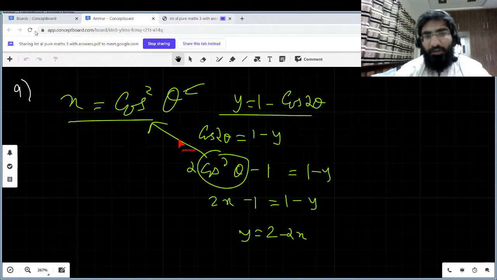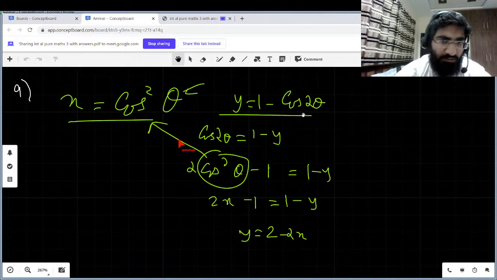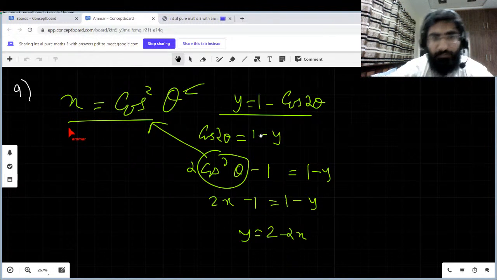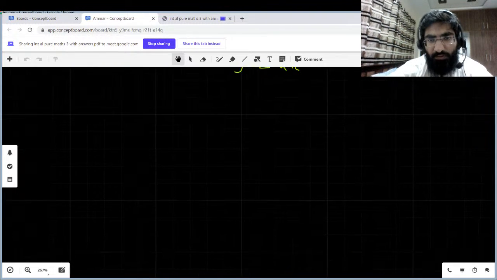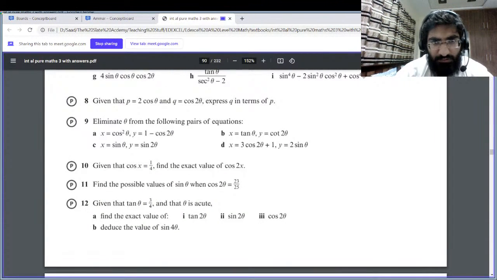So I'm given a value of x, I'm given a value of y. I have to use any of these two so that my final answer is in the form of x and y. There is no theta in the answer. I hear you, but I don't understand you. Okay, I understood. Next, which one should I do? Please do b.